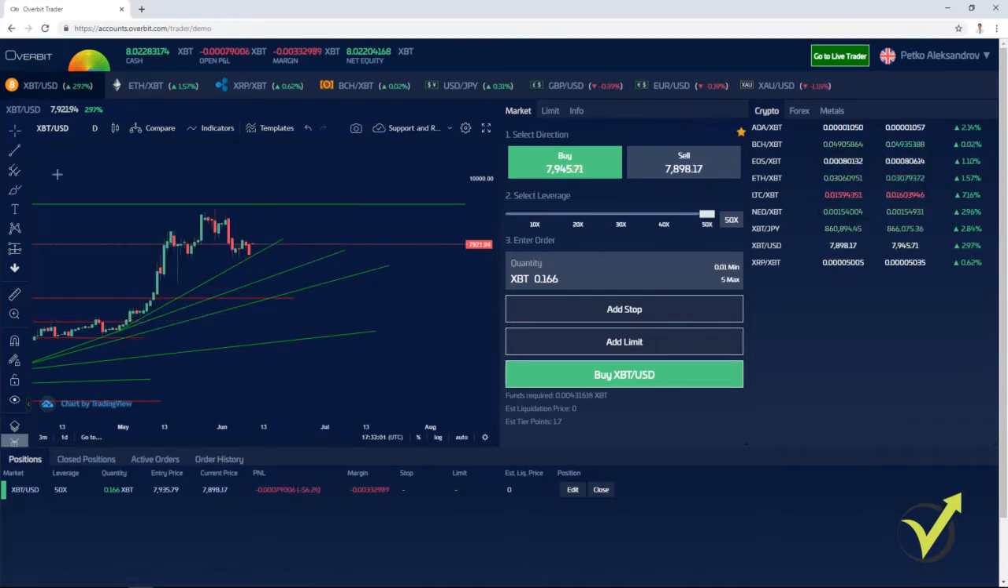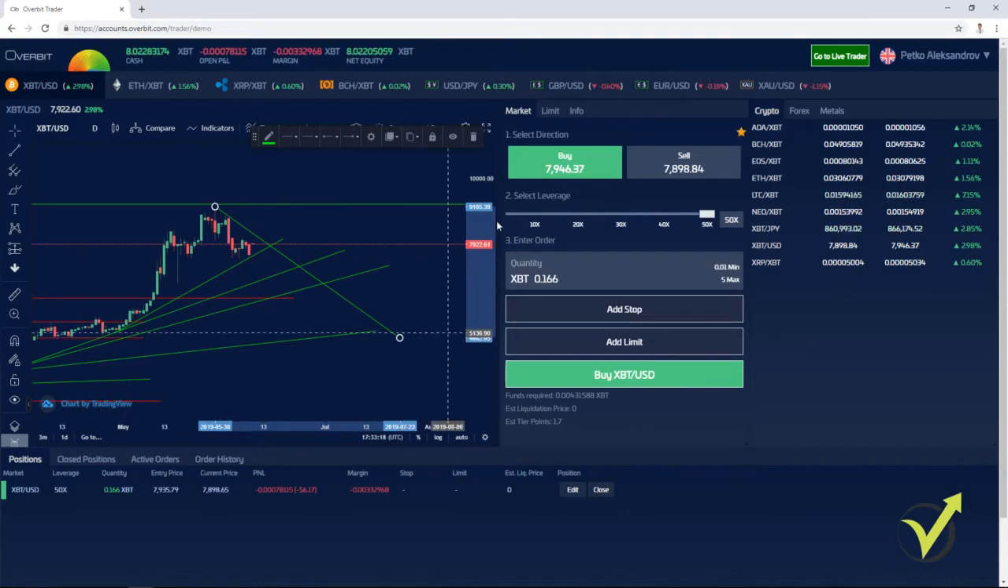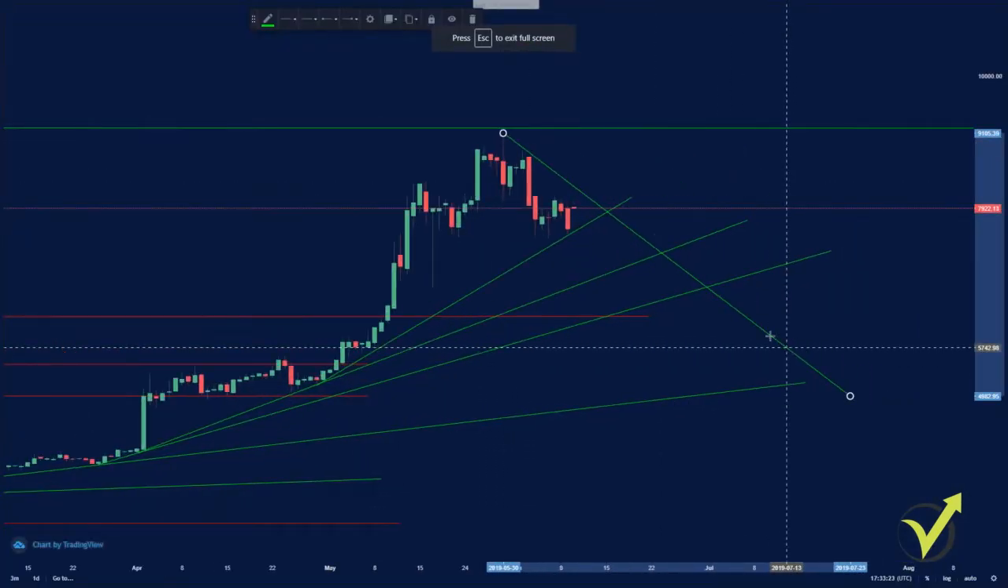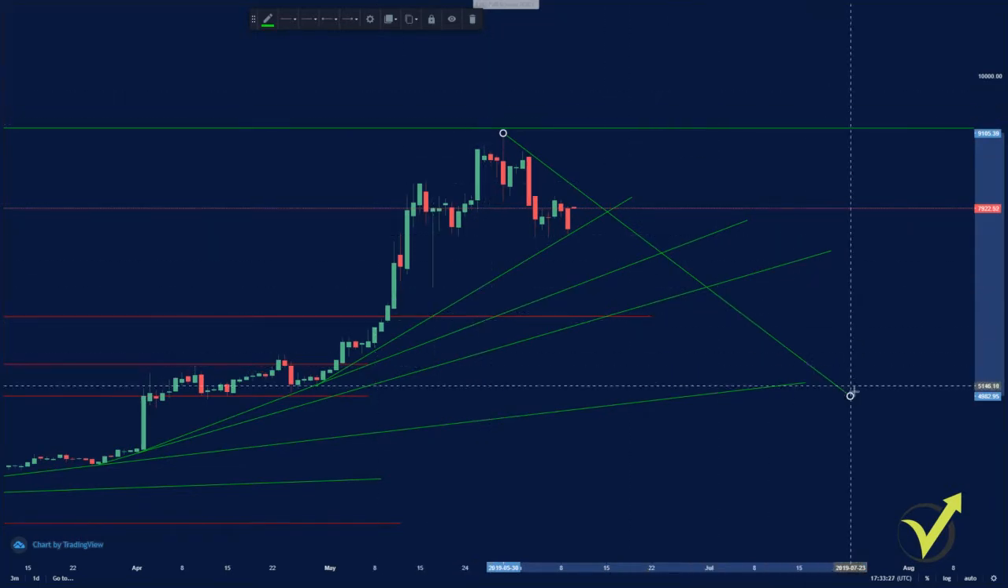Alright, I will save it and then I will take one line and show you what the counter trend line is. So the counter trend line goes against the trend. And let me go to full screen again so it will be more visual. And here is the counter trend line.